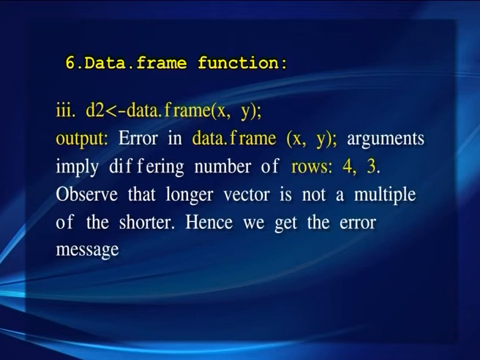D2, assignment operator data.frame(x, y). Output is error in data.frame(x, y): arguments imply differing number of rows, that is 4, 3. Observe that the longer vector is not a multiple of the shorter. Hence, we get the error message.